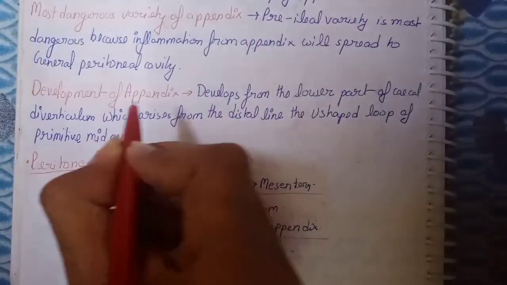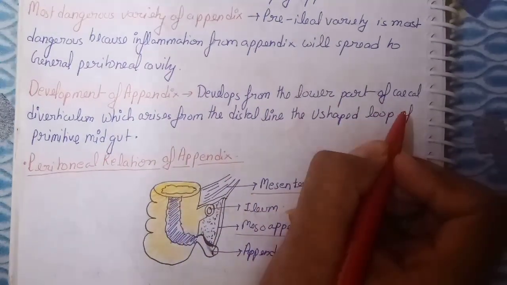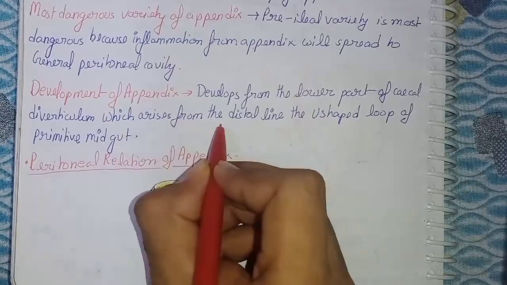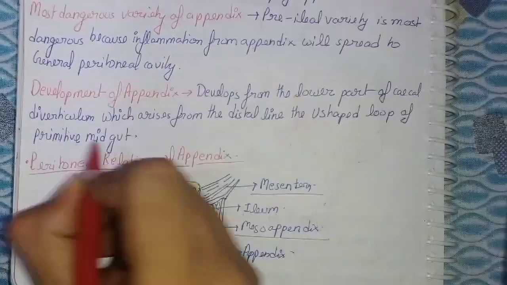Now coming to development of appendix. It develops from the lower part of the cecal diverticulum, which arises from the distal limb, the U-shaped loop of the primitive midgut. So this is the development of appendix.